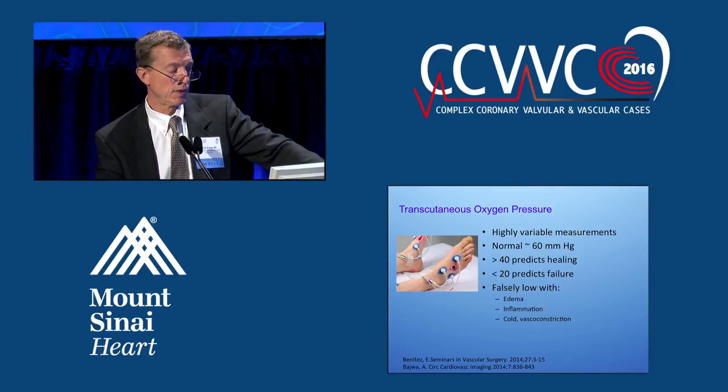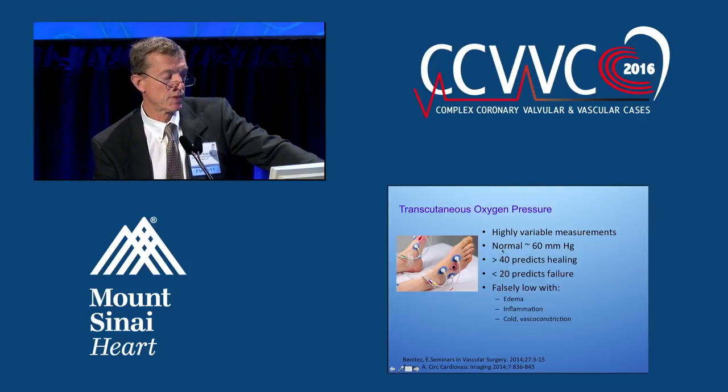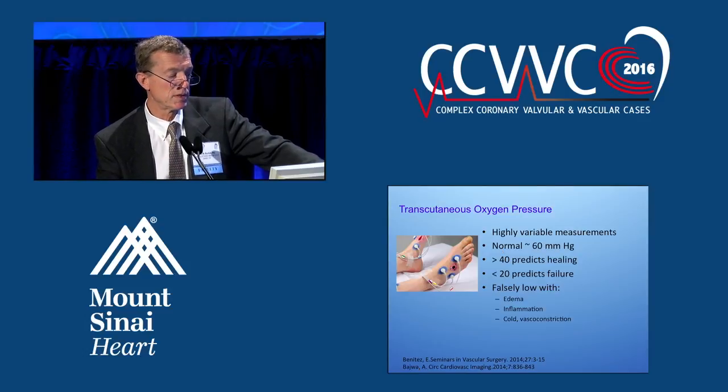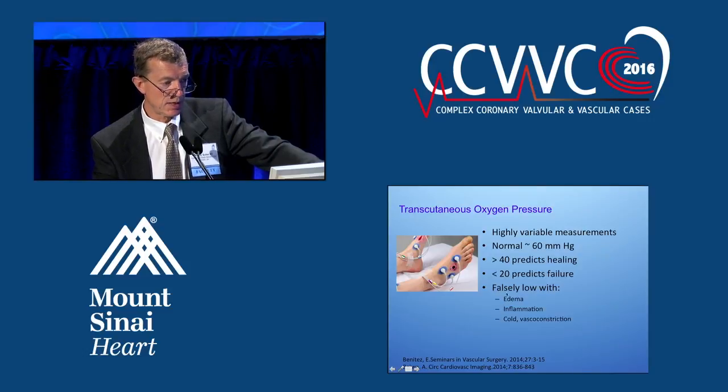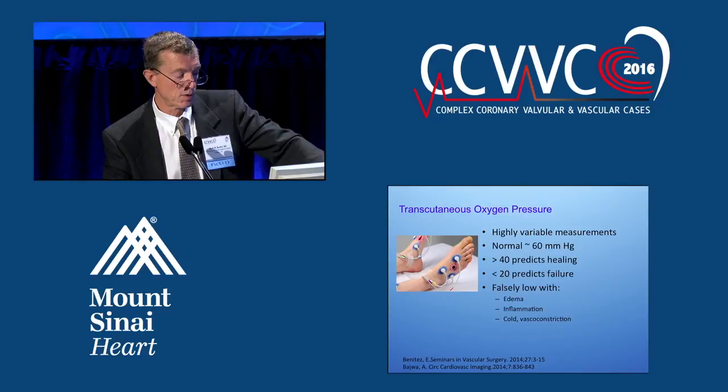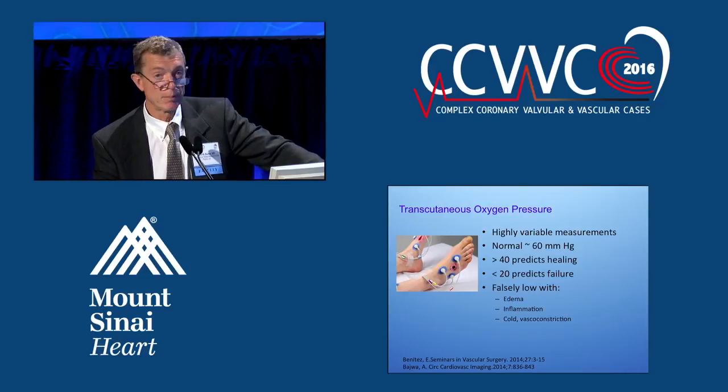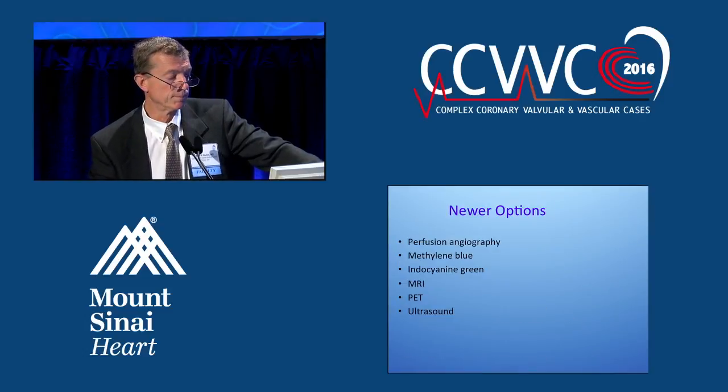In general, the norm is that normal patients will have about a 60 millimeter of mercury TCPO2. In patients with CLI, if there is a greater than 40 value, this predicts healing. Less than 20 generally predicts a failure of the intervention. And there are a number of things that can throw the TCPO2 off and cause it to be factitiously low. Things that are very common in CLI: edema, inflammation, cold, and vasoconstriction.